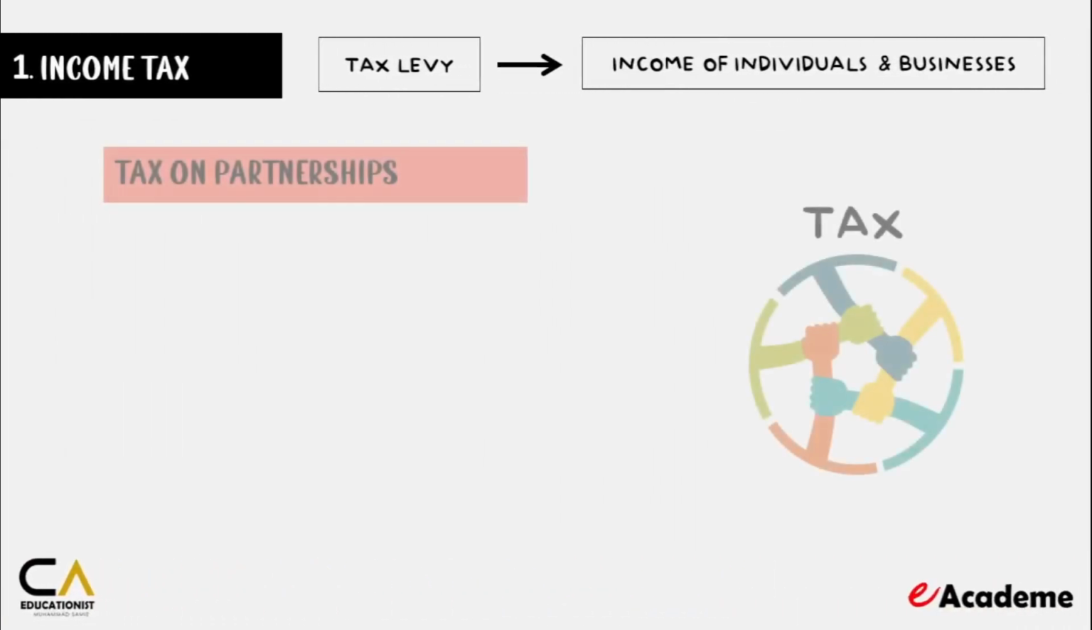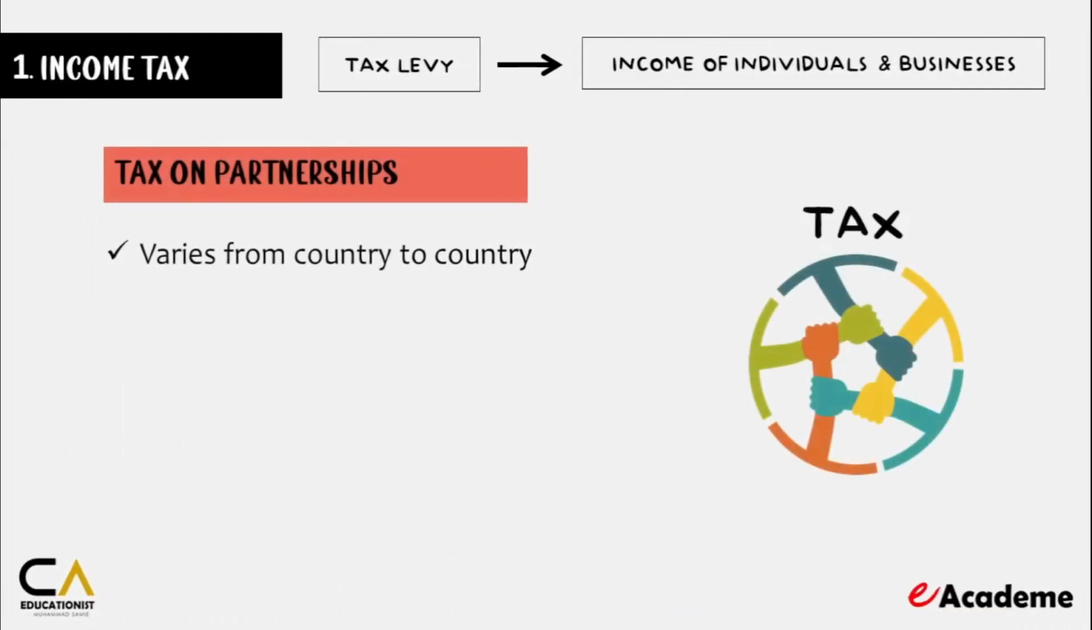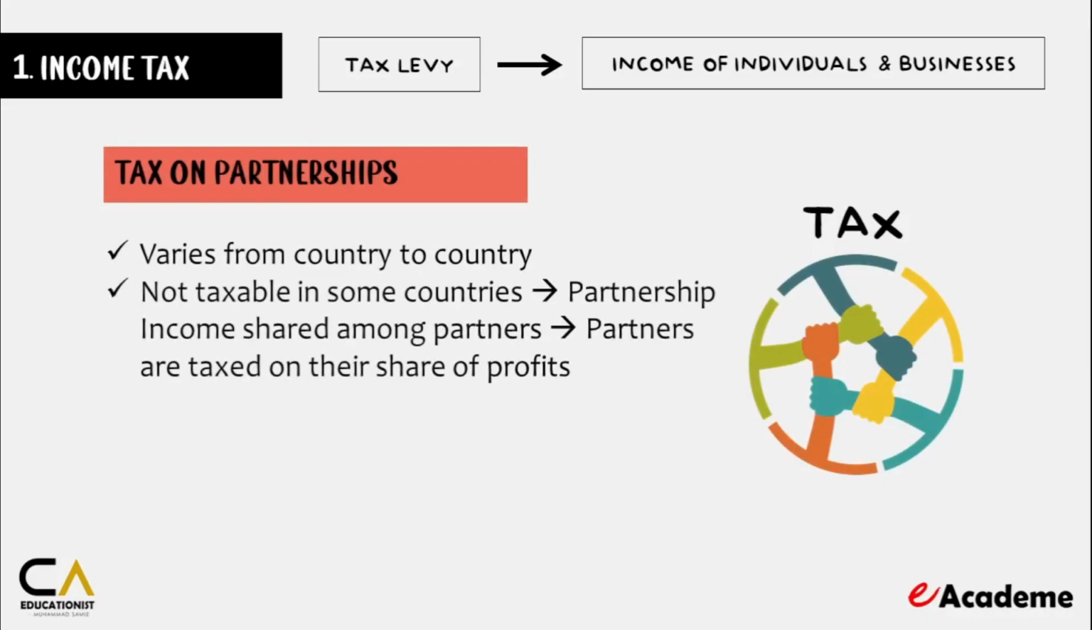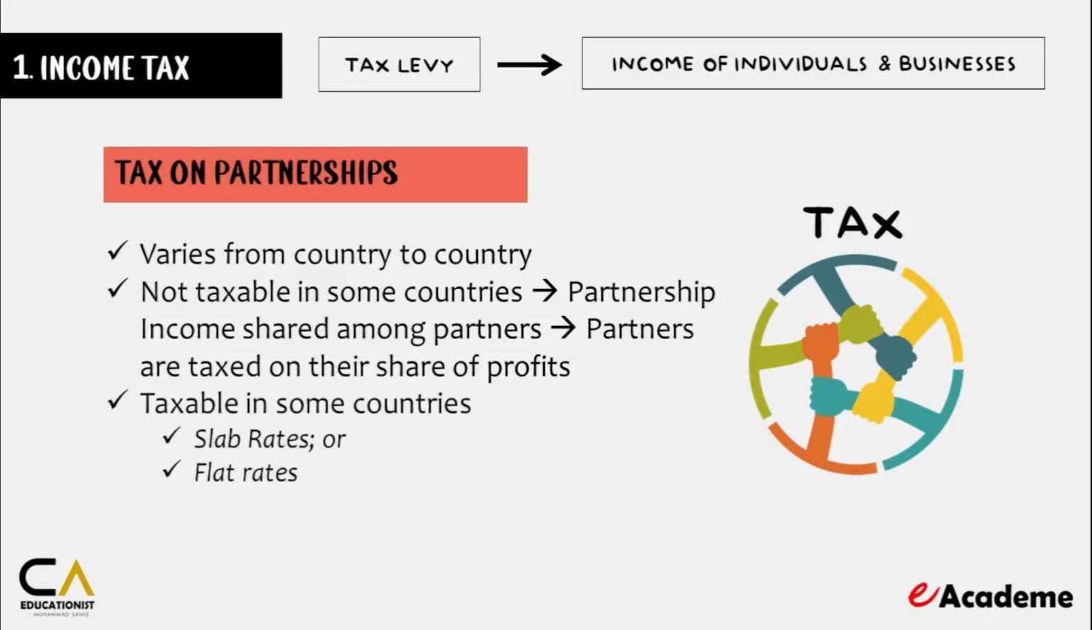Taxation of a partnership business varies from country to country. In some countries, incomes of partnerships are not taxed. Instead, all income received by a partnership must be shared between the partners. The partners are then taxed on the share of the profits they are allocated. However, in other countries, incomes of partnerships are taxed according to slab rates or a flat tax rate, whereas each partner's share is not taxed separately.